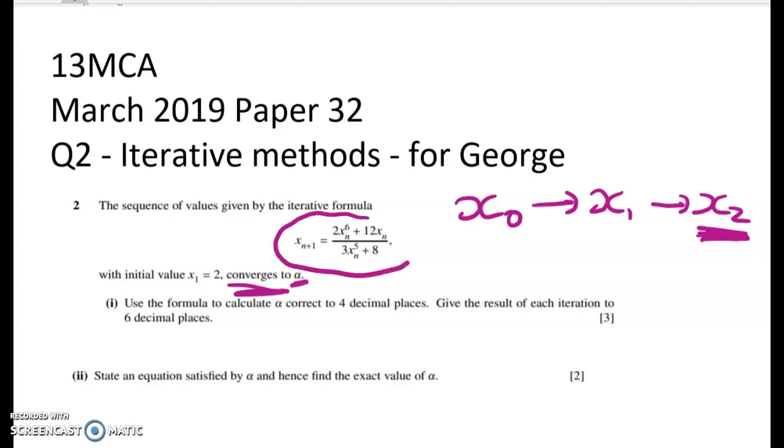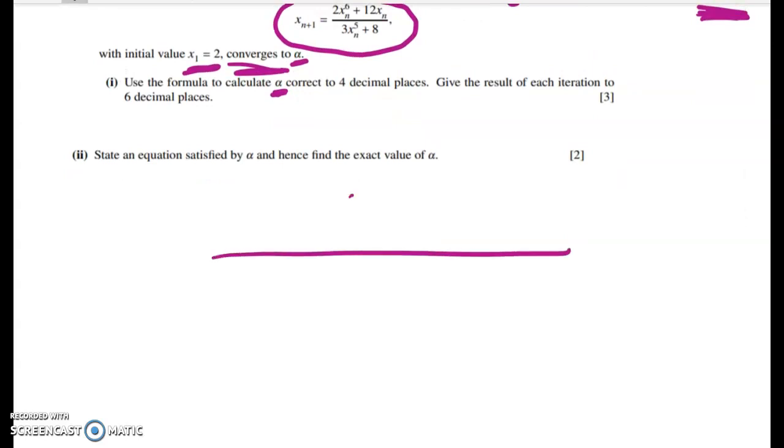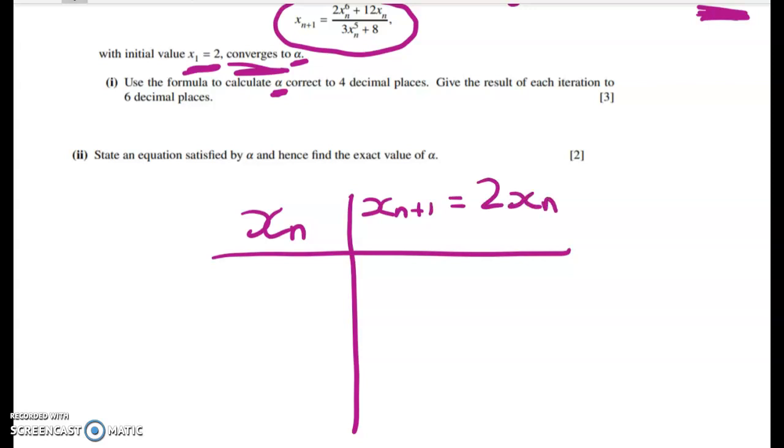So we're going to take this updating formula and see what happens when we start with an initial value of 2. And we have to give the result of each iteration to 6 decimal places, and our final answer for alpha has to be correct to 4. Right? As you know, I find these some of the most boring questions in the maths universe, except that there's something kind of cool about seeing it converge. So let's look at the formula we've got here.